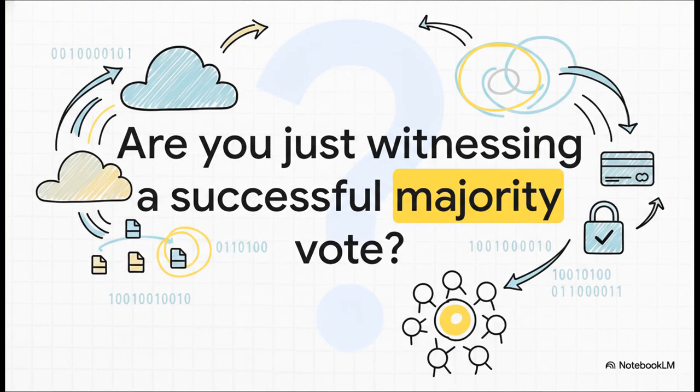So the next time your files are perfectly synced in the cloud, or an online transaction just goes through without a single hitch, remember what's really happening behind the scenes. It's not just a bunch of code. It's this elegant, invisible dance of proposers and acceptors all reaching a majority agreement over and over, all just to keep our digital world in perfect working order.